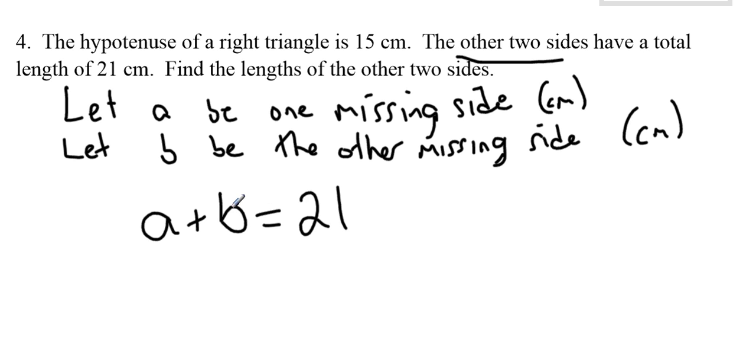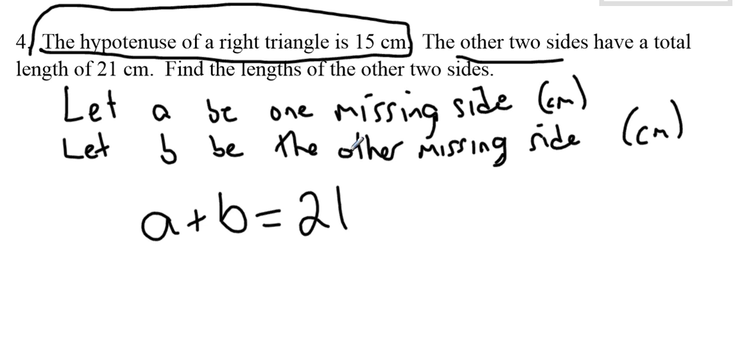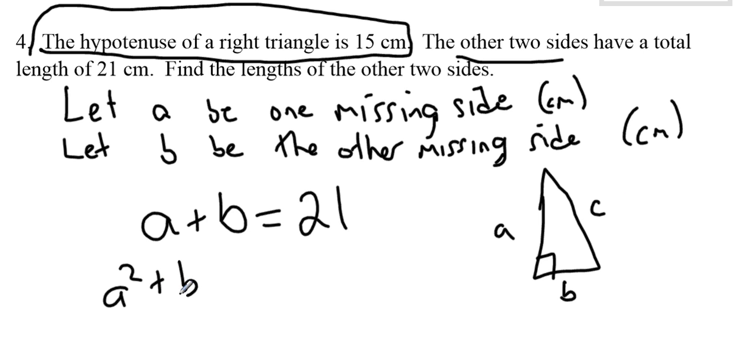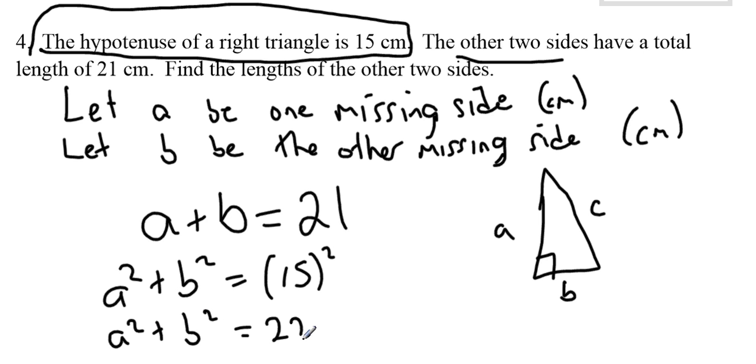Now I need an equation that connects A and B and the other piece of information, the thing that I know. I know that the hypotenuse is 15. And I know that in a right-angled triangle, A squared plus B squared equals C squared. Remember the lovely Pythagorean theorem. So that's the relationship between A, B, and the side that I know, the hypotenuse. So I'm going to write that. A squared plus B squared equals C squared. Now C in this case is the side that I know, so I'm just going to say 15 squared. So A squared plus B squared equals 225.